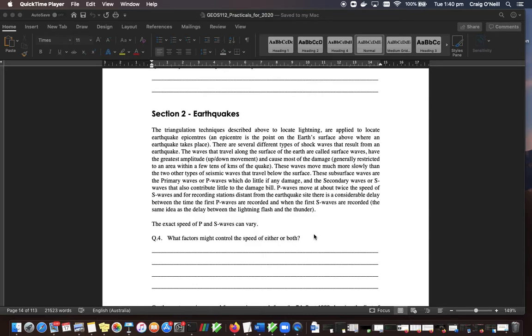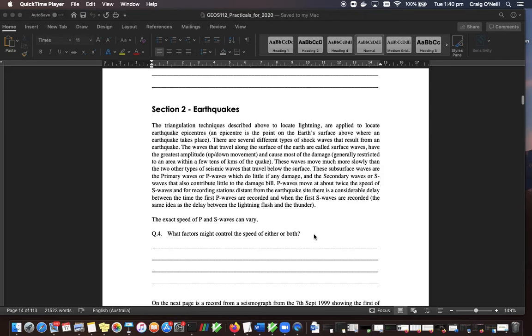So this part of the prac is an absolute classic that you end up doing at every single introductory earth science course anywhere in the world, and that's finding the epicenter of an earthquake using triangulation. So in order to do this, we have to work out how far away the earthquake is from a recording station, and we do this by capitalizing on the fact that different earthquake waves travel at different speeds. The fastest are what we call the P waves, the pressure waves. That's what you're hearing from me right now. P waves are sound waves, effectively. They're a compression in the medium they're moving through.